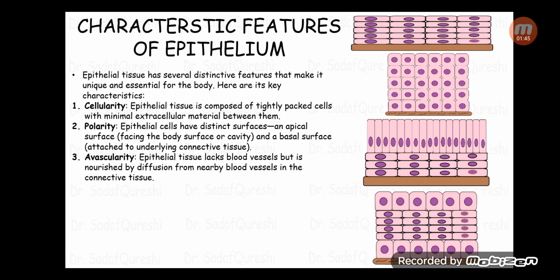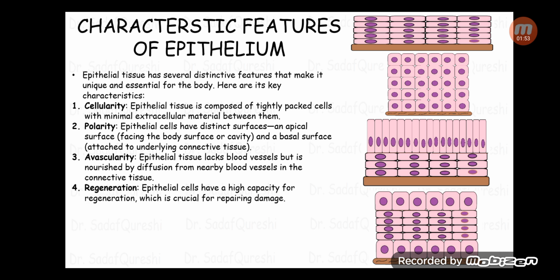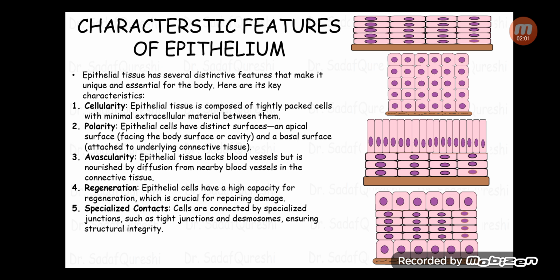The third characteristic feature is they are avascular. That means they do not have blood vessels but are nourished by diffusion from nearby blood vessels in the connective tissue. The fourth thing is they have the ability of regeneration, that is, a high capacity for regeneration for repairing damage. The fifth characteristic feature is specialized contacts present between epithelial cells that may be tight junctions and desmosomes, and these contacts ensure structural integrity.